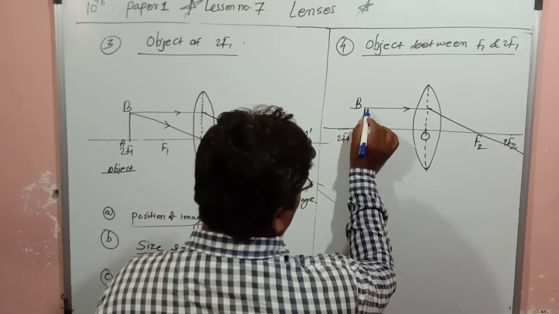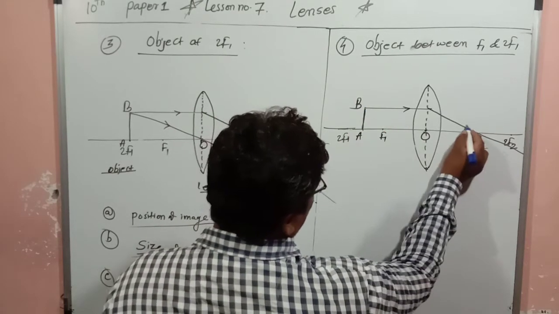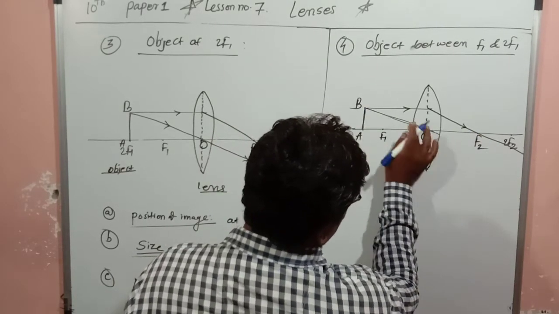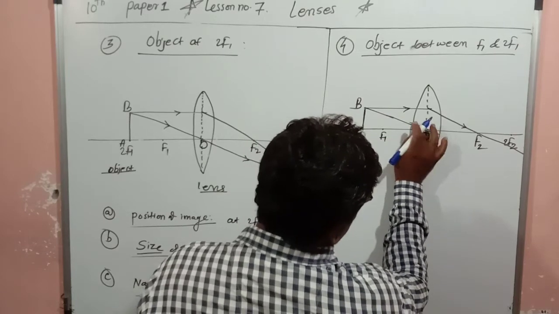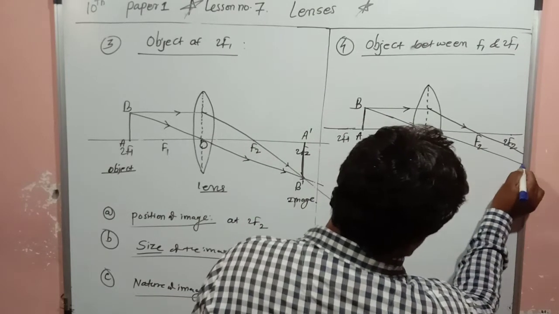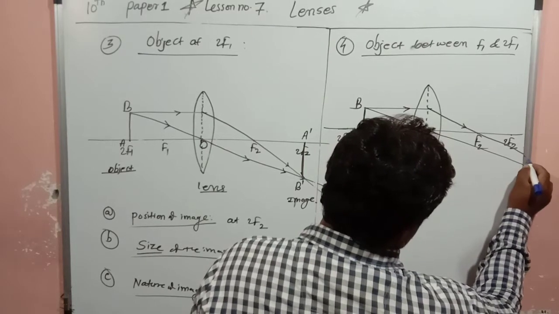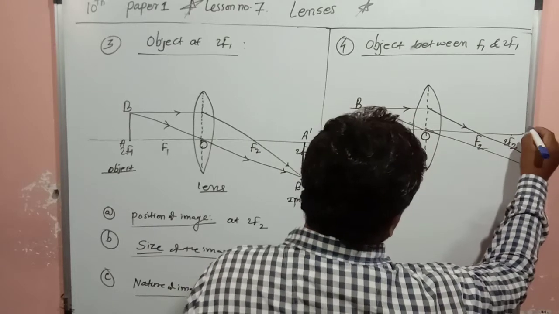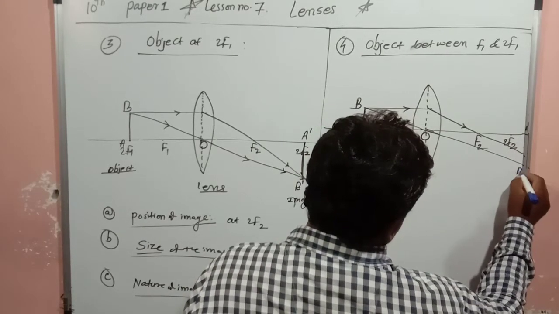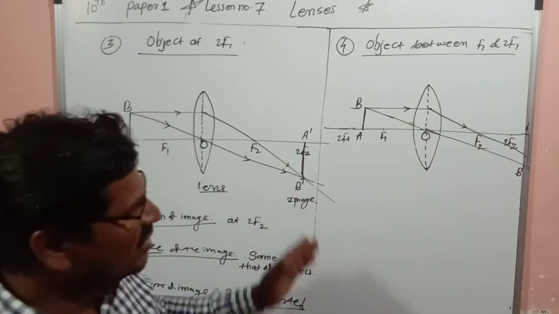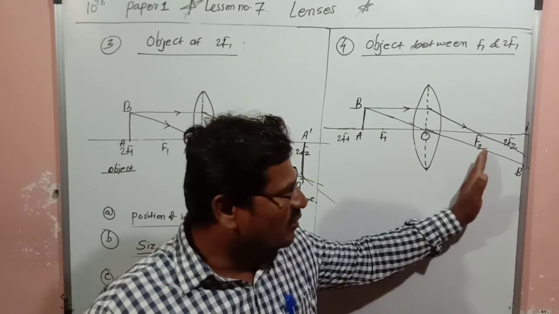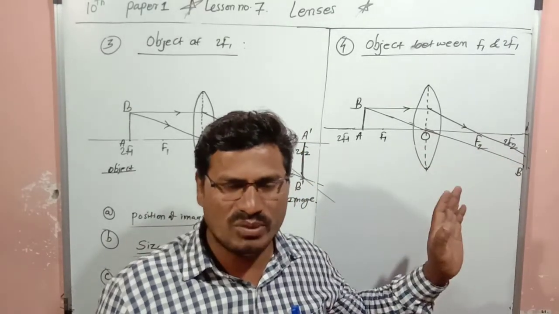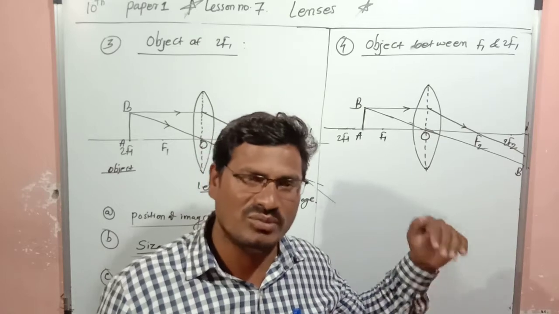Another light ray passing through the optical center. You have to use a pencil, then it will come straight. So somewhere they will meet here, and here will be A dash, and here B dash. So they will meet beyond 2F2.